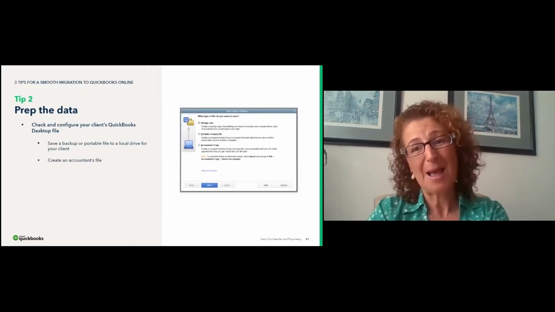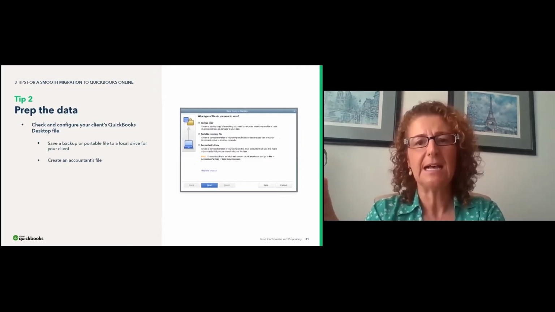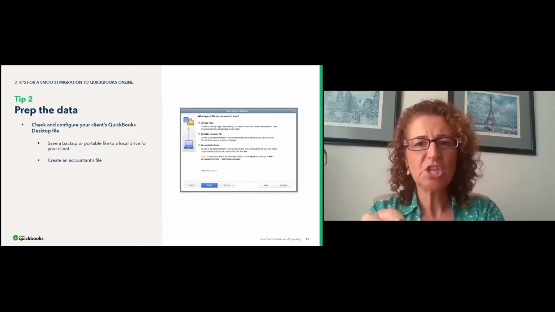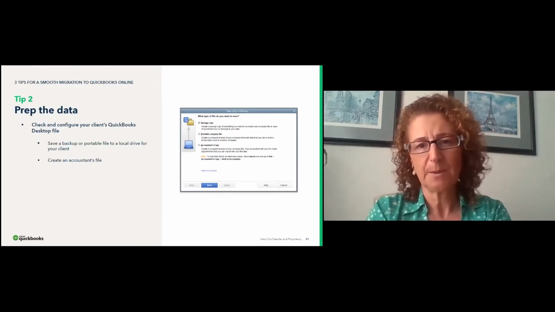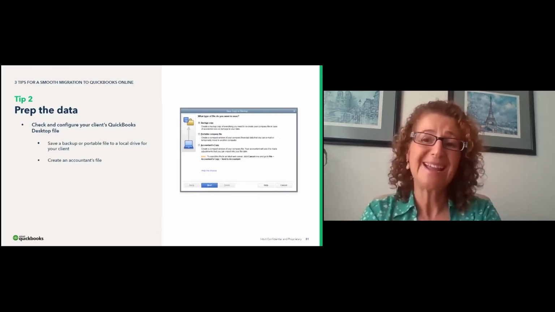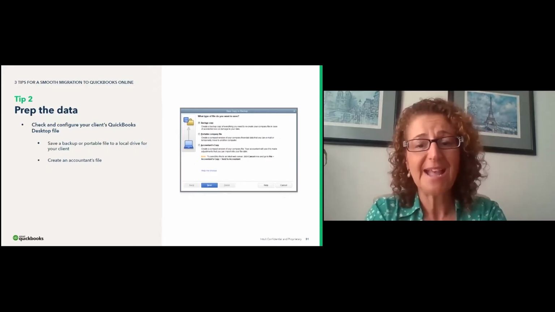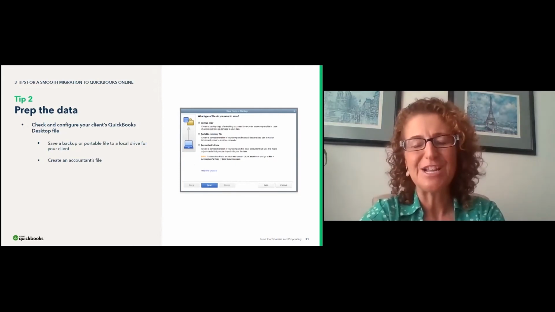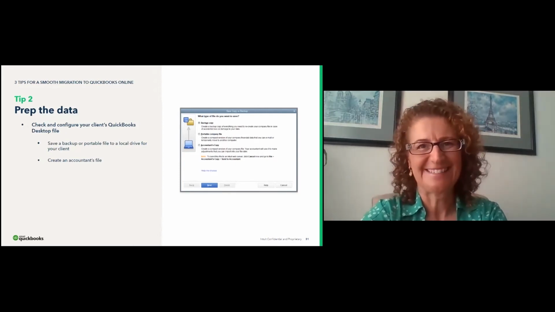Oh, sorry, I apologize. Here is a screenshot of where you go to make your backup. So when you click File, this is the option to save as a backup, a portable company file, or an accountant's copy. Again, I recommend you do all three and save them somewhere, because in my experience, I like to have all three just in case.